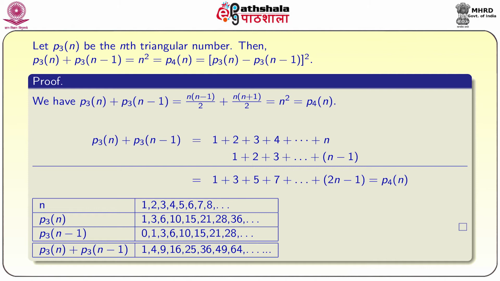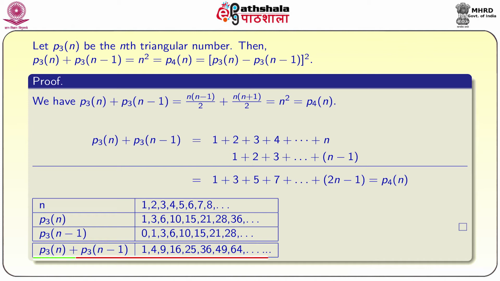Another way to write it, this is an alternative proof, just adding in a different way. P3 of n is 1 plus 2 plus 3 up to n, and for P3 of n minus 1 I am leaving out n, so 1 plus 2 plus 3 and so on. Now, if we add column wise, then we are going to get 1 plus 3 plus 5 and so on. We know that this is the nth square number.